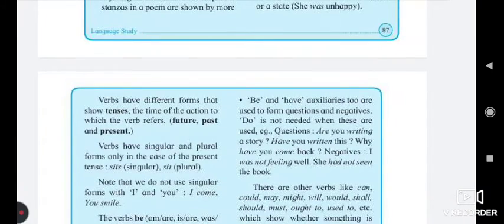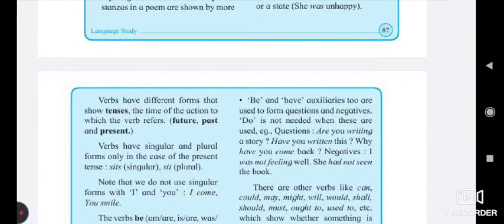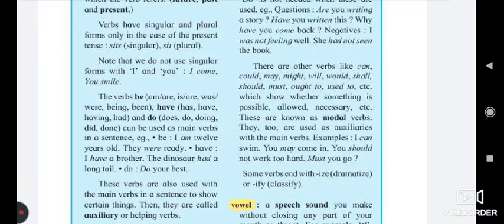The verbs have different forms that show the tenses, the time of the actions to which the verb refers. So here we have the three types of tenses, that is future tense, past tense, and present tense. The verb used in the sentence refers to these types of tenses. Okay. Verbs have a singular and a plural form only in the case of the present tense.